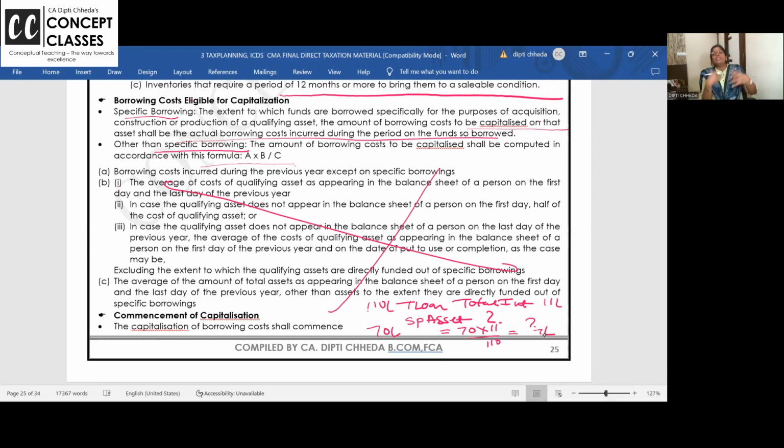Like this, there will be 2-3 assets. General loan means it is used for 2-3 assets. So proportionately you can add on.